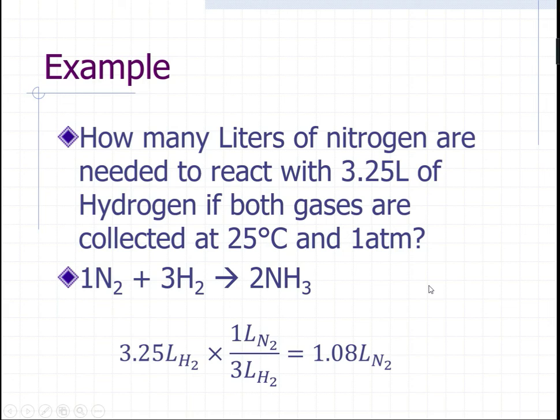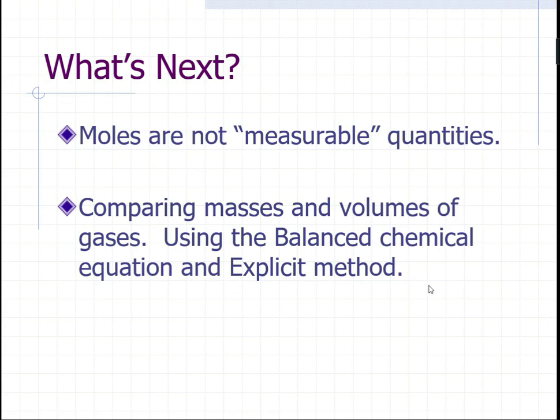So that's basically the first lesson for the week, where we're talking about mole to mole ratios. What's next? In the next video, we're going to look at what happens when we have more measurable quantities. Because let's be honest, the mole is a concept that allows us to take measurable quantities like volume or grams, and we'll focus mostly on volume and grams, and compare measurable quantities of the two. So we're going to compare masses and volumes and use the balanced equation. And I'm going to introduce in the next video something called the explicit method.